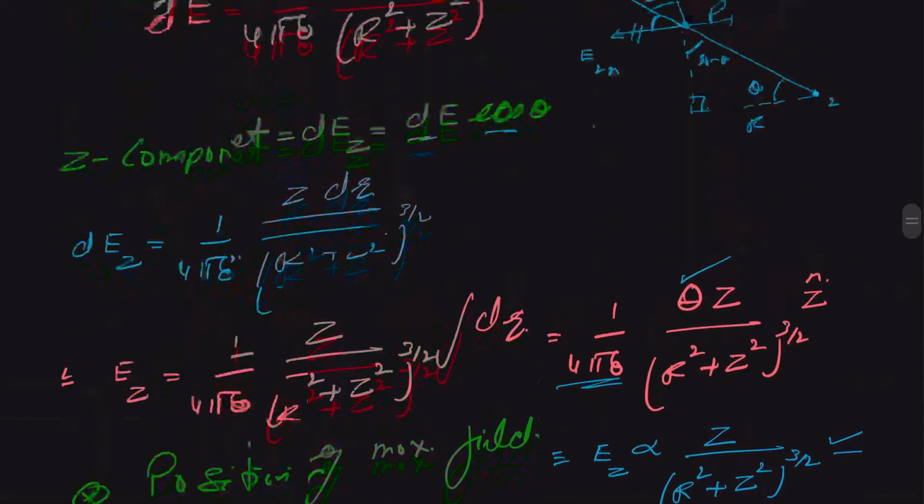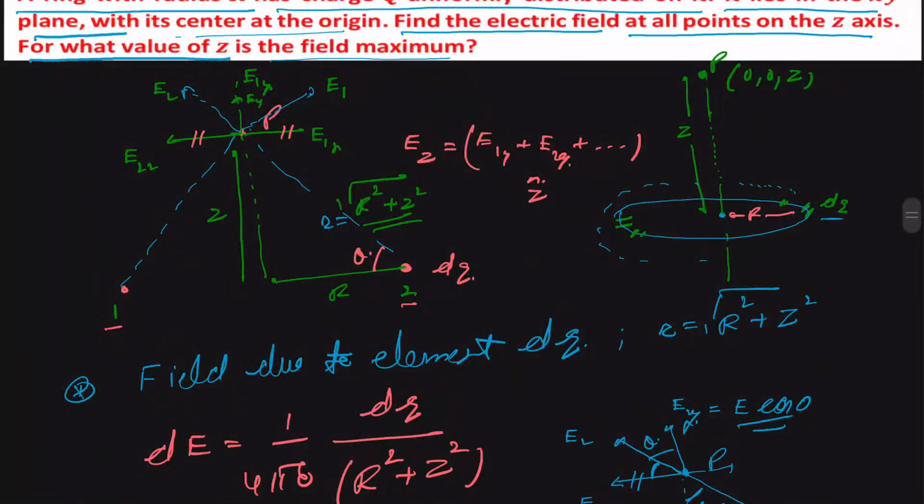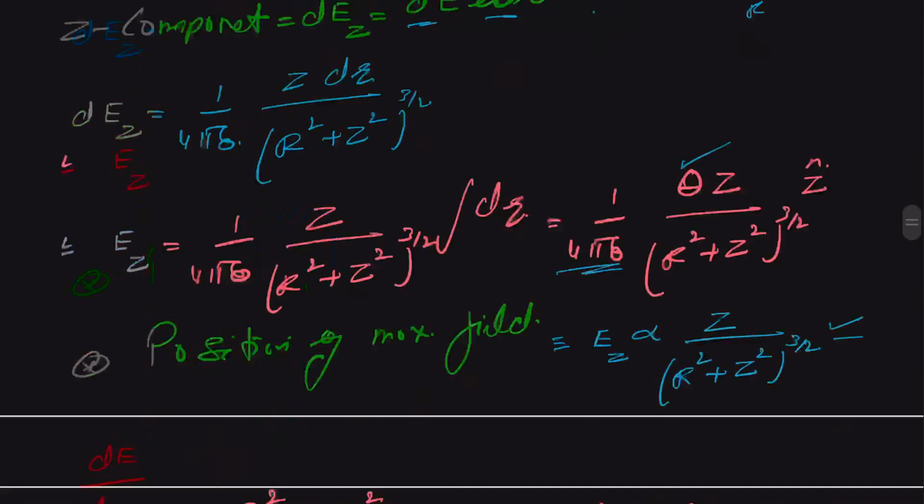Okay, so it means when the point P, rather this point, is at a distance of radius divided by square root of 2, we are going to get the maximum electric field. Next question.